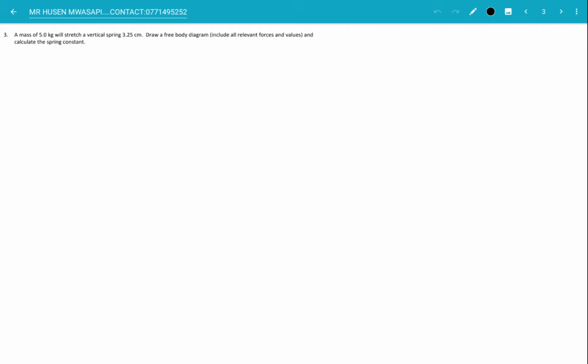For question 3, it says a mass of 5 kg will stretch a vertical spring. So okay, let's just do some data. I've been given a mass of 5 kg that will stretch a vertical spring to that length. So I have an extension equal to 3.25 centimeters. Since it's in centimeters, we convert to meters. Therefore, extension is now 0.0325 meters.